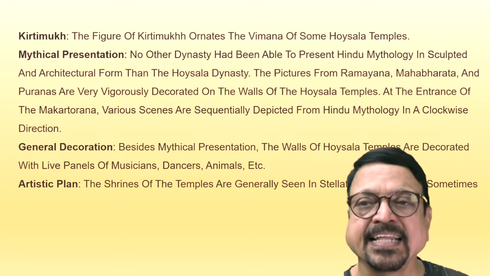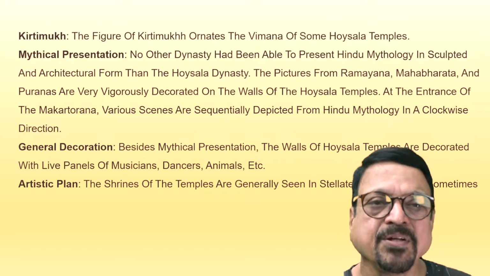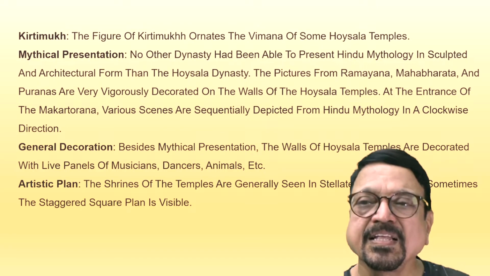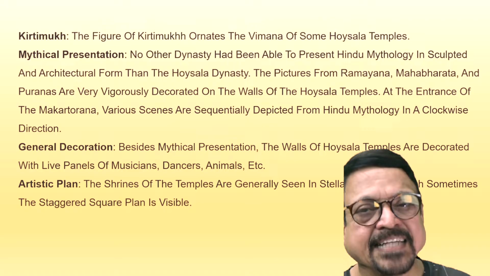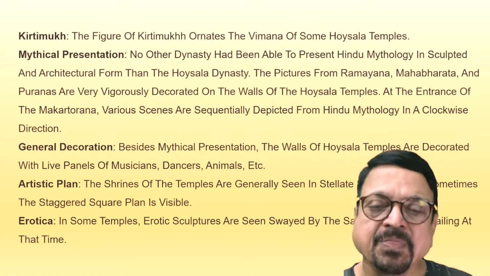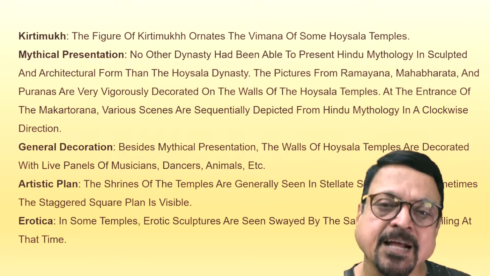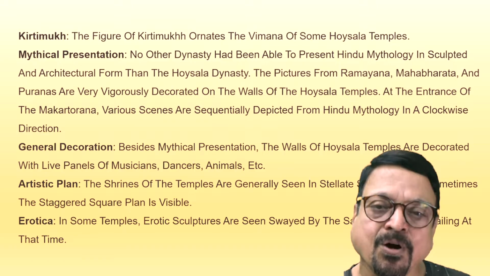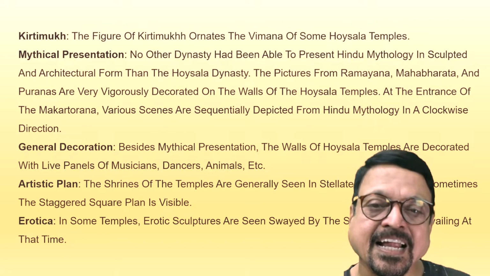Now artistic plan. The shrines of the temple are generally seen in stellate shape, though some staggered square plan is also visible. Now the wonderful or glorious part of it is how a star shape or stellate platform is converted into a circular one as it goes up. And that is the real engineering mastery of the designing.